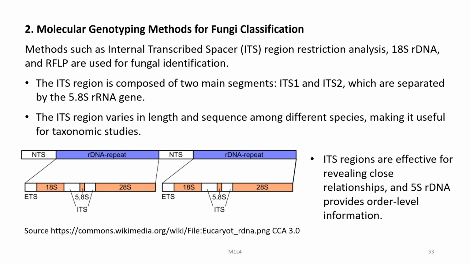Here internal transcribed spacer region restriction analysis, 18S rDNA and RFLP are used for fungal identification. The ITS region is composed of 2 main segments, ITS1 and ITS2, which are separated by the 5.8S rRNA gene, as you can see in the diagram. The ITS region varies in length and sequence among different species, making it useful for taxonomic studies. ITS regions are effective for revealing close relationship, and 5S rDNA provides order level information.